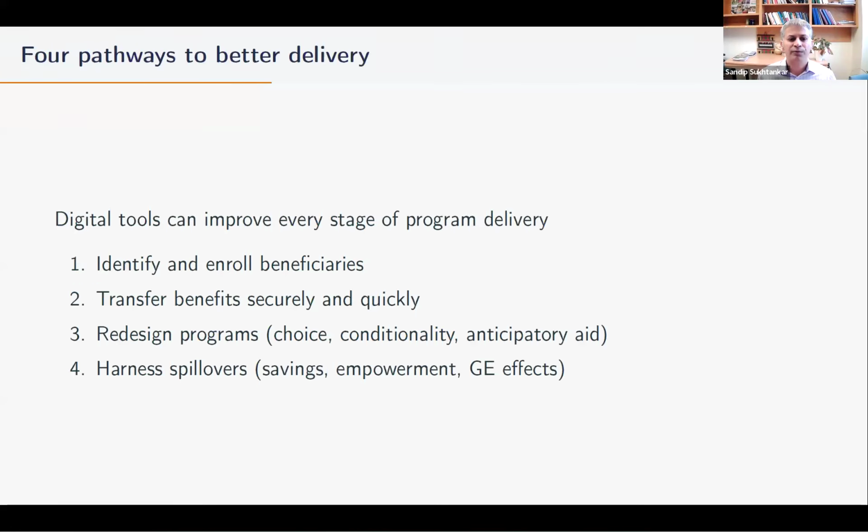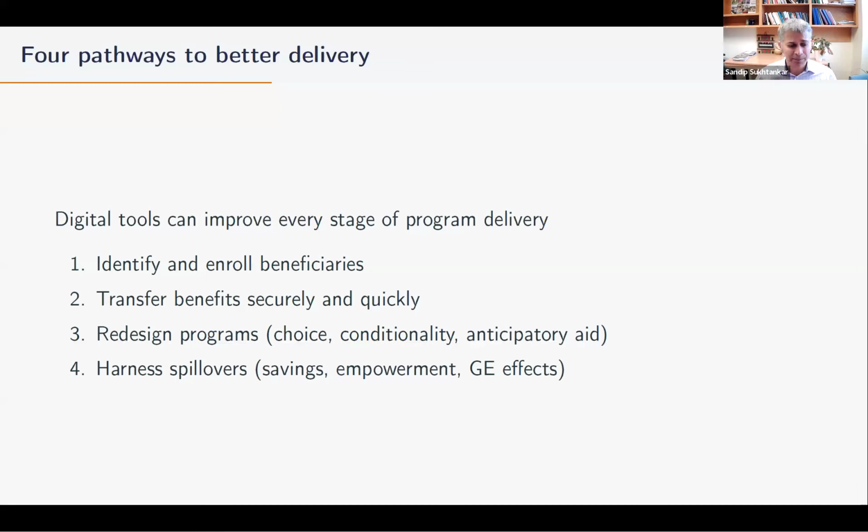I see at least 4 ways, there could be others, in which digital tools can improve program delivery. The first is targeting: how do you actually identify and then enroll beneficiaries in a program? The second is transferring benefits securely and quickly to identified beneficiaries. Now, those 2 might be obvious. The other 2 are maybe less obvious, and I find them really interesting. The third, and I think this will be clear once I talk about the examples, is that digital tools can allow you to redesign programs.